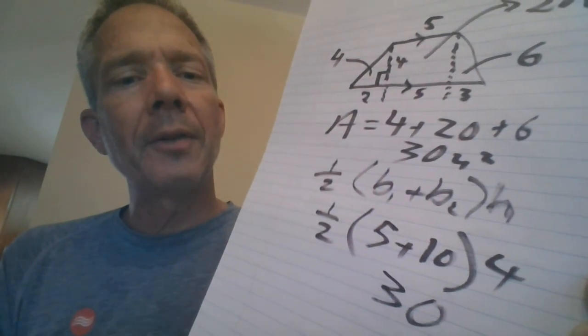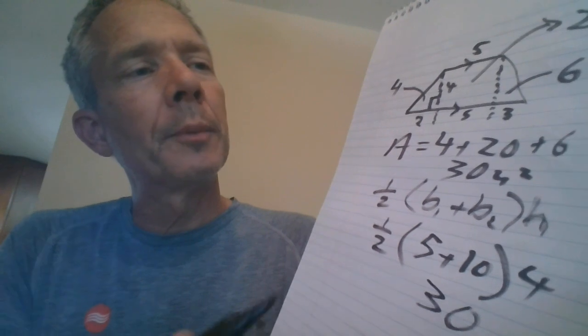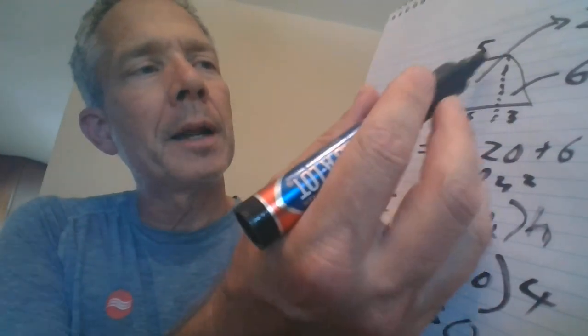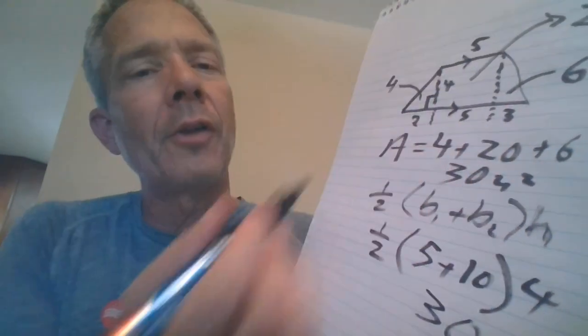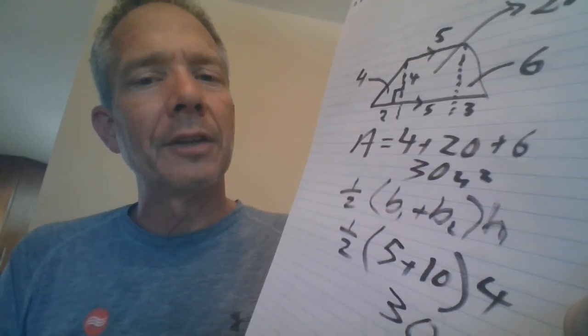Okay, so that is all the basic idea. For this one, if you wanted the perimeter, you could add up the 10 on the bottom and the 5 on the top, and you'd have to figure out what the other two sides are, which is a different lesson.